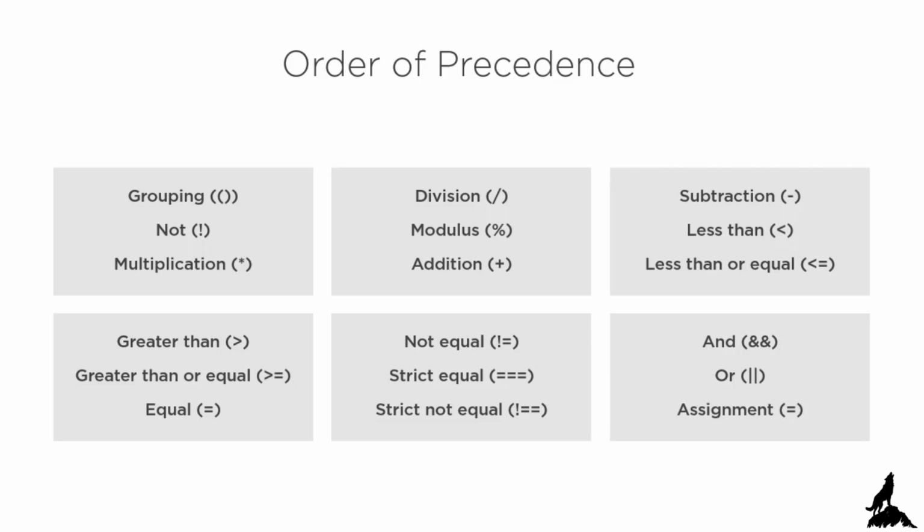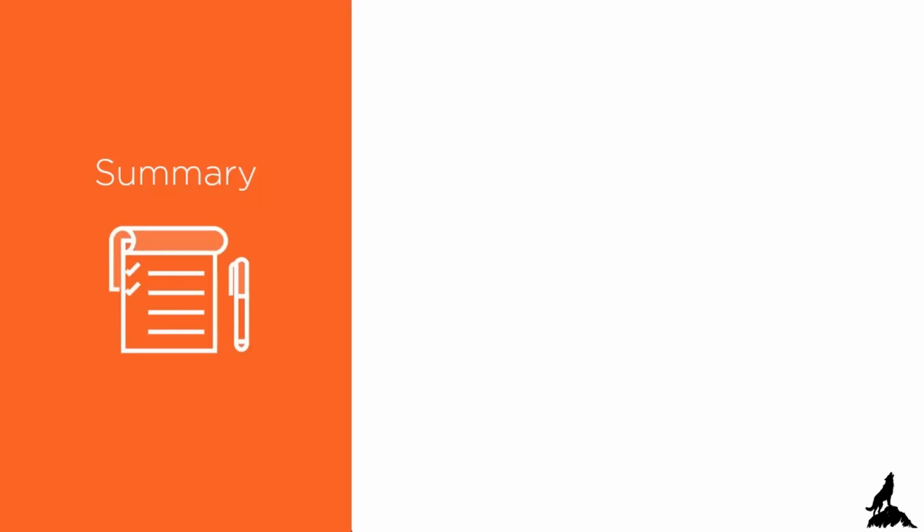So there is an order to which things occur. So you can look this up on the internet. There's a lot of people that have put some really good examples out there, and it'd be a good way to test your knowledge. In this module, we learned about truthy and falsy.